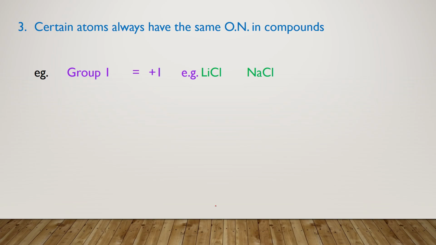So the first is group 1. From our memory we know that group 1 lies on the left hand side of the periodic table. What that means is, being in group 1, they have a single electron in their outermost shell. So these atoms really want to lose this single electron because then they'll have that stable full octet valence shell.